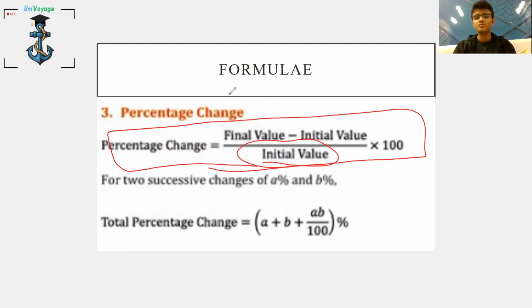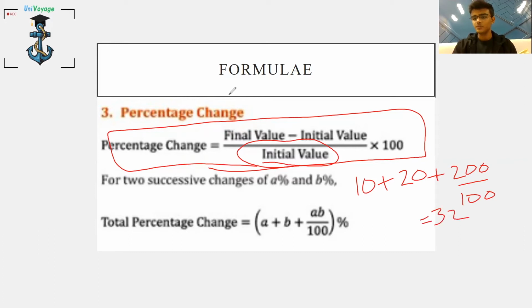Then for two successive changes of A and B percent, this is a shortcut formula which you can remember. For example, the price of a product has increased by 10% in 1 year and then 20% in another year. The final increase would not be 30%. It would be 10% plus 20% plus A into B, that's 10 into 20, that's 200 upon 100. So the final increase would be 32%. This is a short trick to remember.